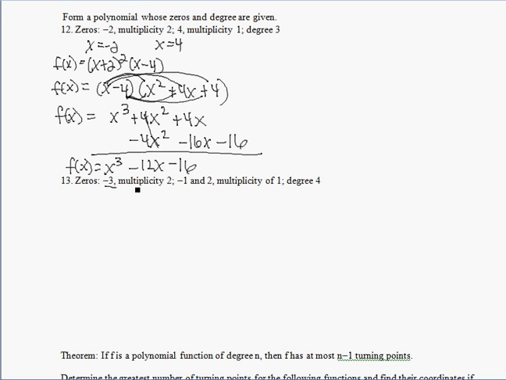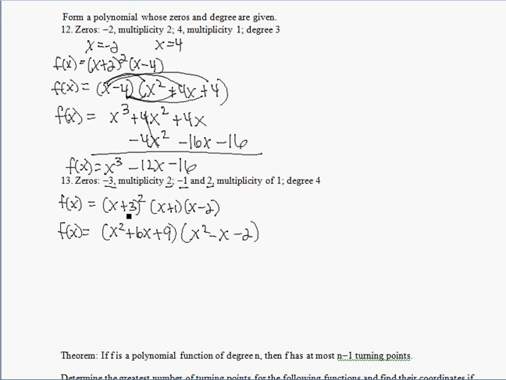Next example, I have -3 is a root and multiplicity of 2, and -1 and 2 are roots with multiplicity of 1. So therefore -3 is in factor form x plus 3 quantity squared, and then this is x plus 1, and this is x minus 2. I'm now going to multiply this, and I'll show you the result in a second. So I multiplied x plus 3, and I got x squared plus 6x plus 9, and I multiplied these two binomials, and I got that there now.